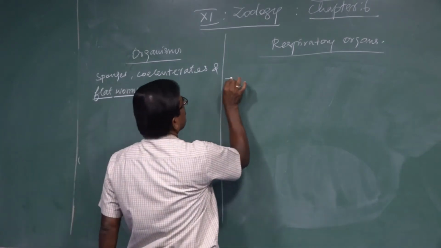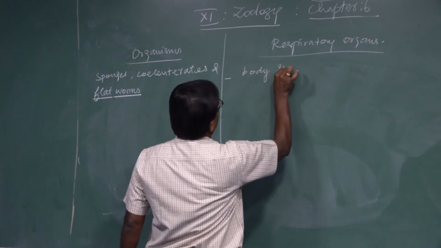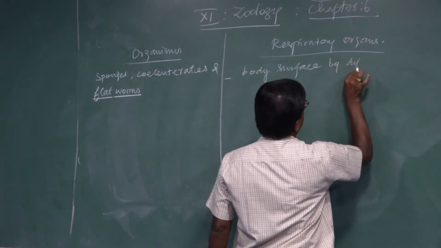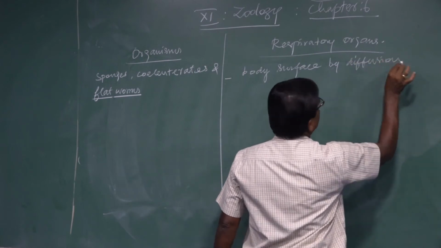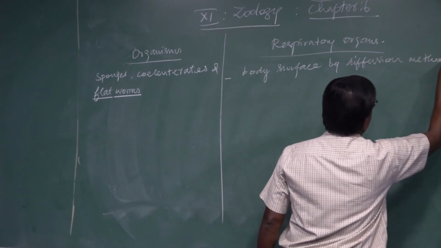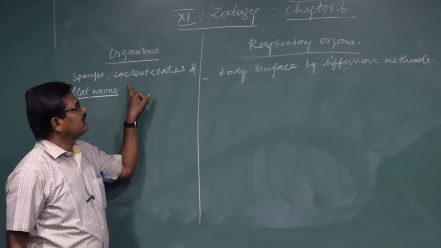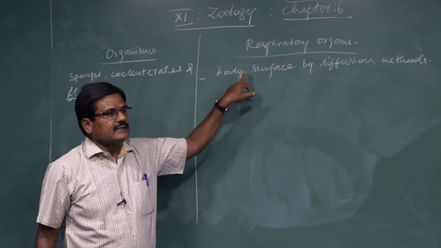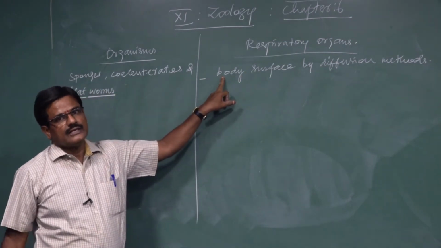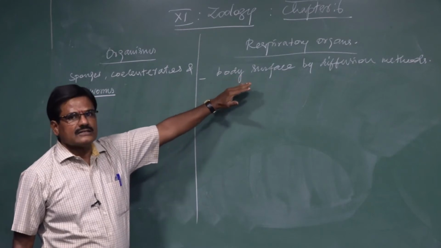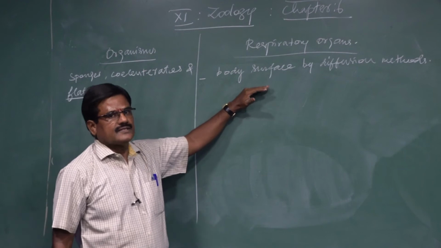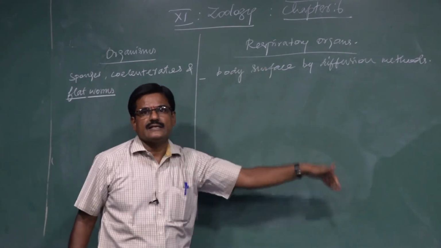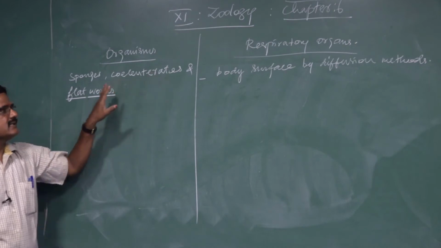So sponges, coelenterates and flatworms: the respiratory organ is the body surface, by the diffusion method. So these organisms respire with the help of the body surface. How can they respire with the help of the body surface? The oxygen moves from higher concentration to lower concentration. In the atmosphere, oxygen concentration is more than at the body surface. So, from higher concentration to lower concentration, the oxygen can easily diffuse inside the body of sponges, coelenterates and flatworms.